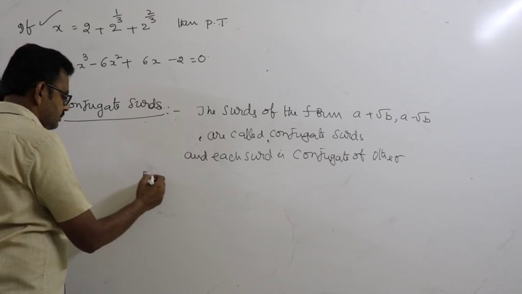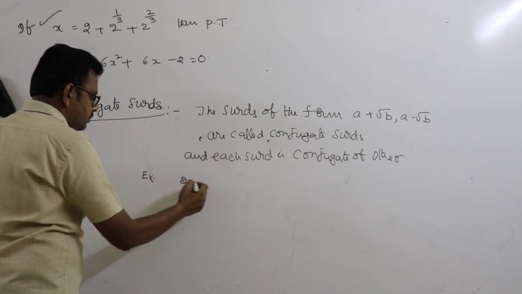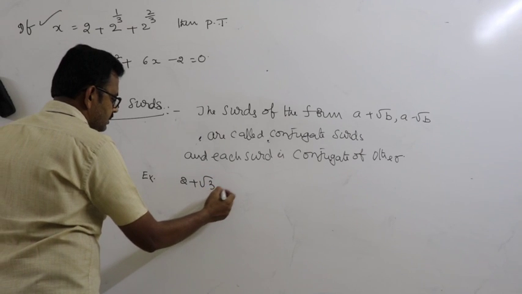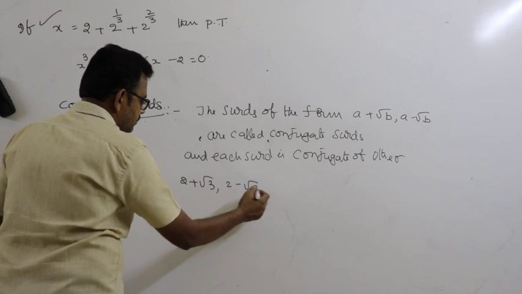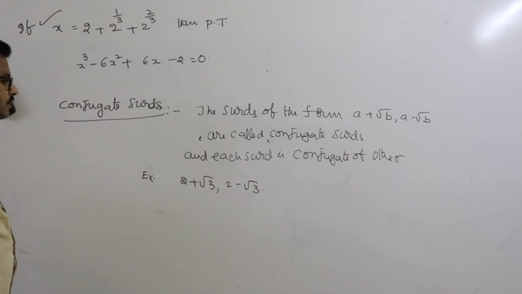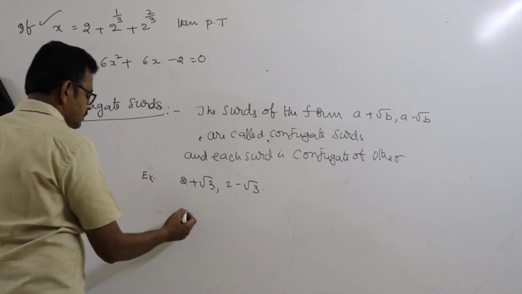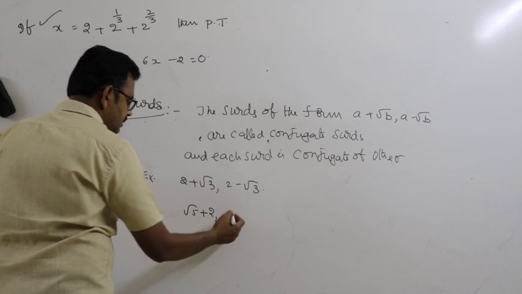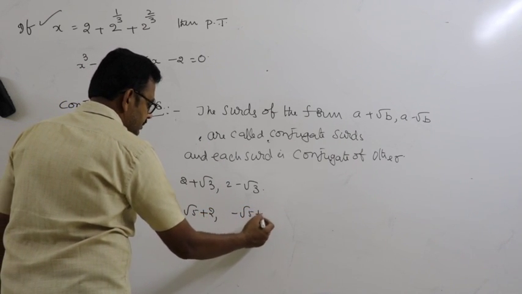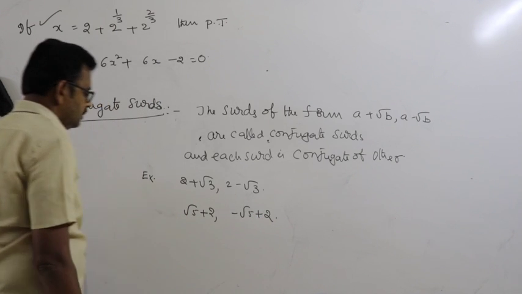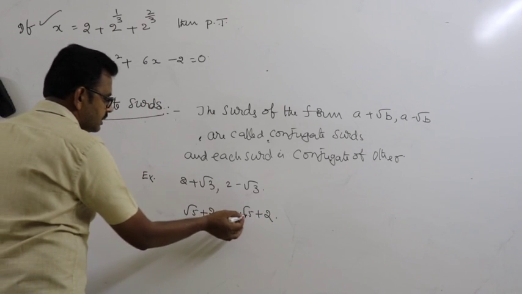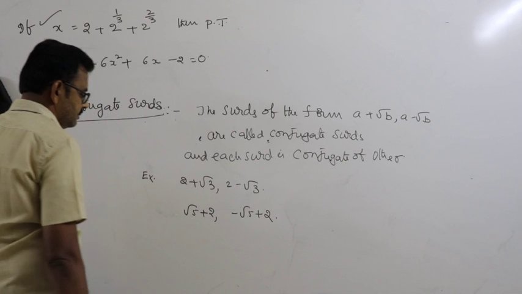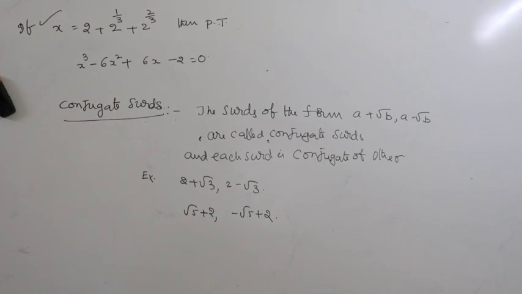For example, 2 plus root 3, 2 minus root 3. These are conjugate surds. Root 5 plus 2, and the other surd is minus root 5 plus 2. You can put the sign change only for the surd, not for this number. So these are the conjugate surds.